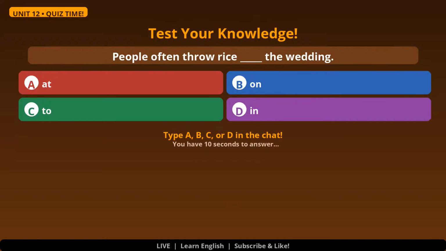Pop quiz. Here's the question. People often throw rice, the wedding. Option A, at. Option B, on. Option C, to. Option D, in. Think about it. Type A, B, C, or D in the chat. You have 10 seconds.